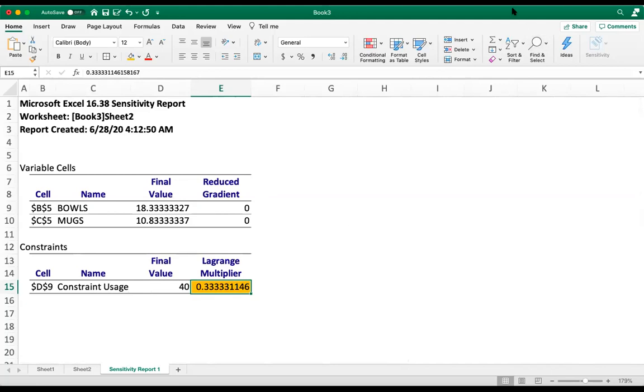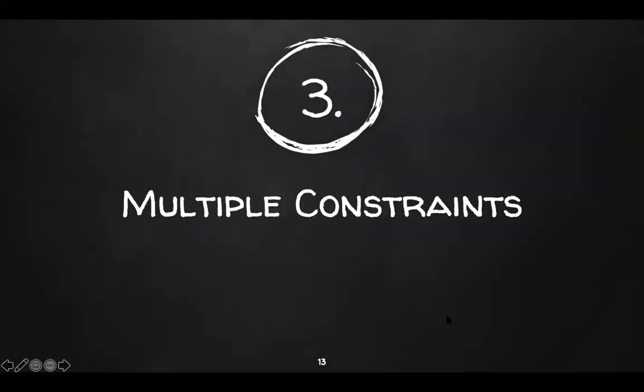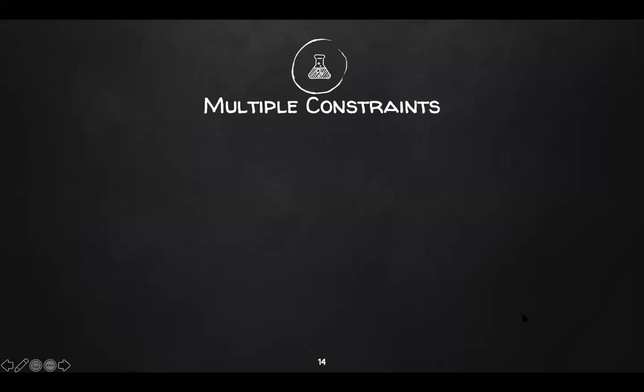Now, you might ask the question, Sir, what if there are a lot of constraints? So what if maraming constraint? So the next thing that we will be talking about is multiple constraints. So let's take, for example, this company, Western Clothing Company. So this is the objective function for Western Clothing Company.